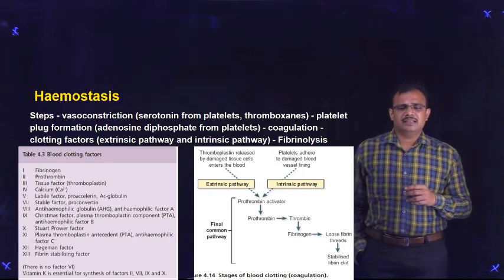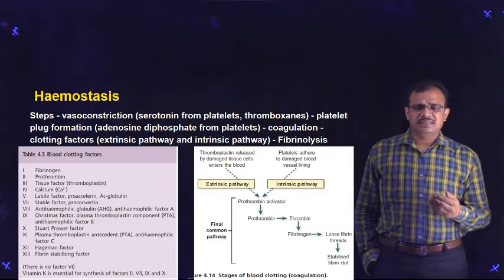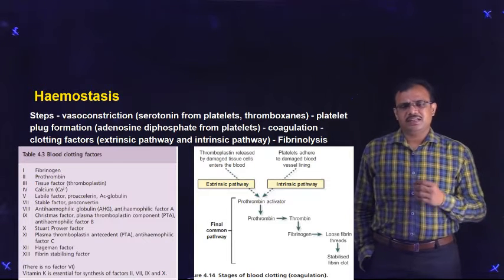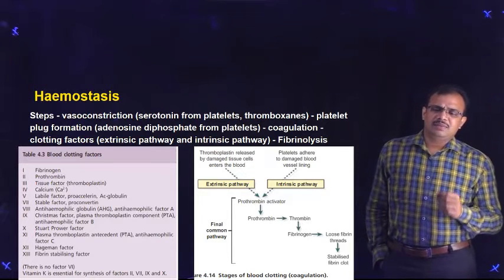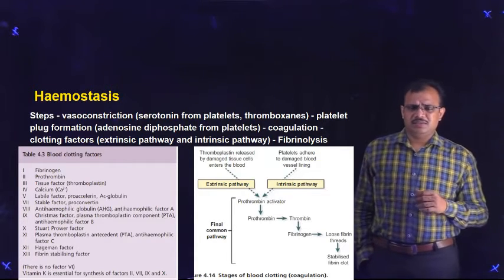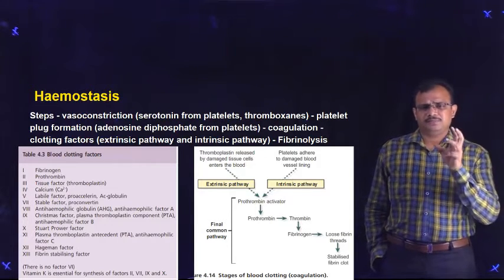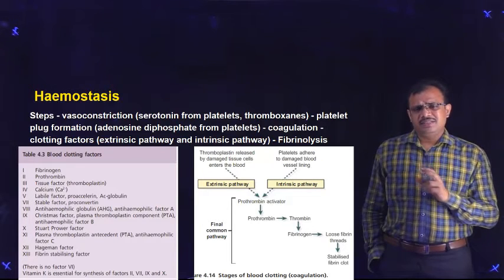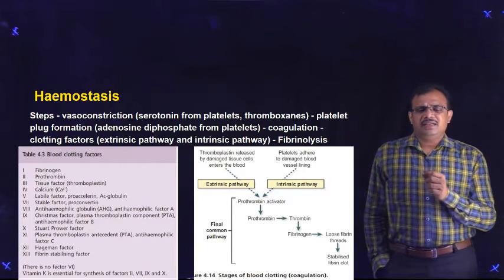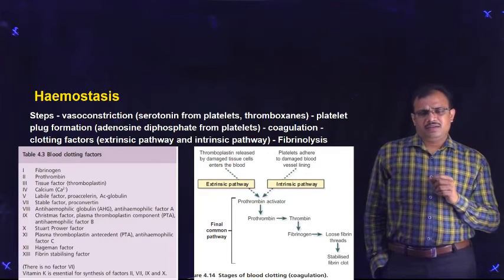You can see in this diagram that it shows two different pathways, extrinsic pathway and intrinsic pathway. In the extrinsic pathway, the thromboplastin, which is a chemical released by the damaged tissue cells, will enter the blood, and this will initiate the extrinsic pathway. Whereas in the intrinsic pathway, the platelets that are adhered to the damaged blood vessel will initiate the intrinsic pathway.